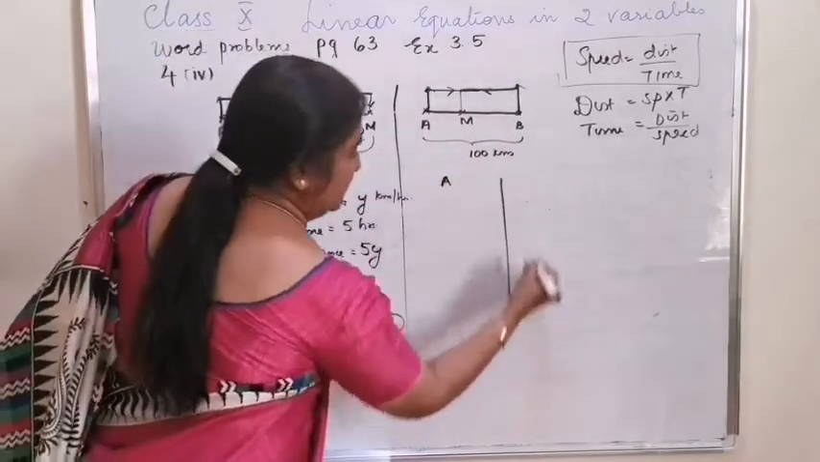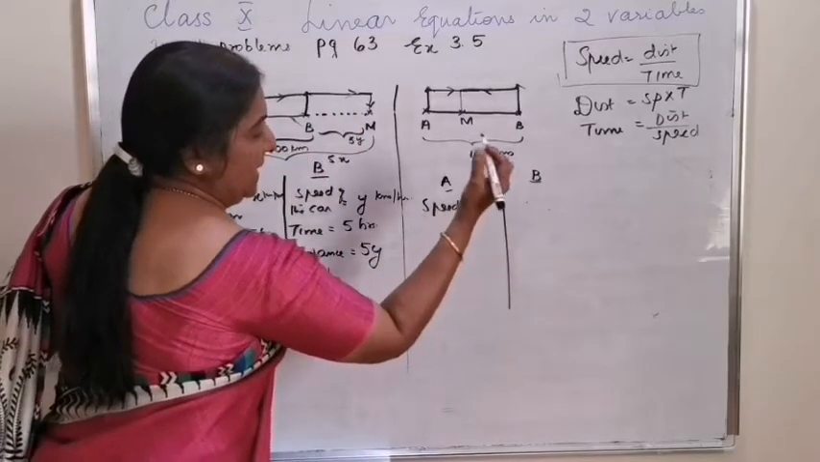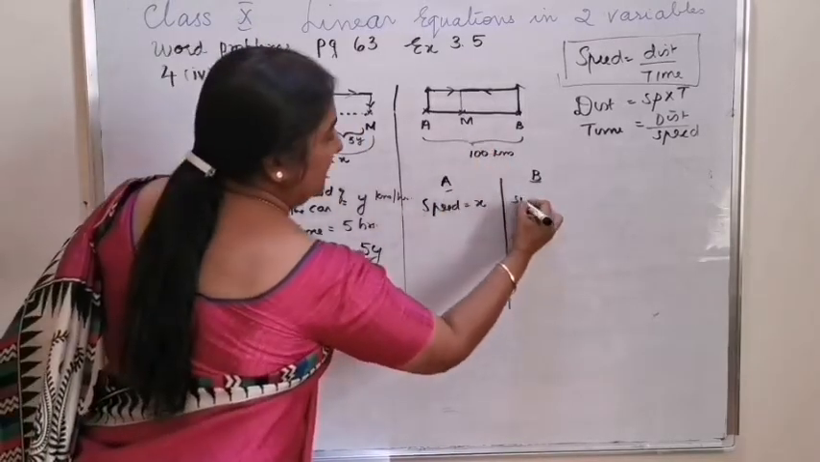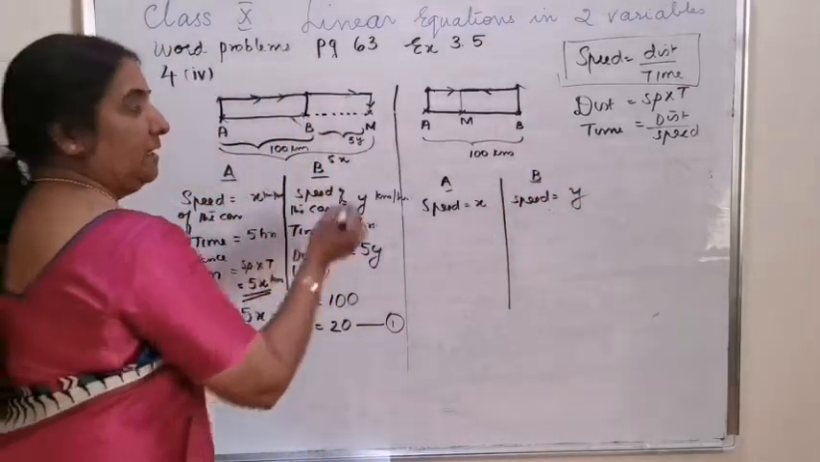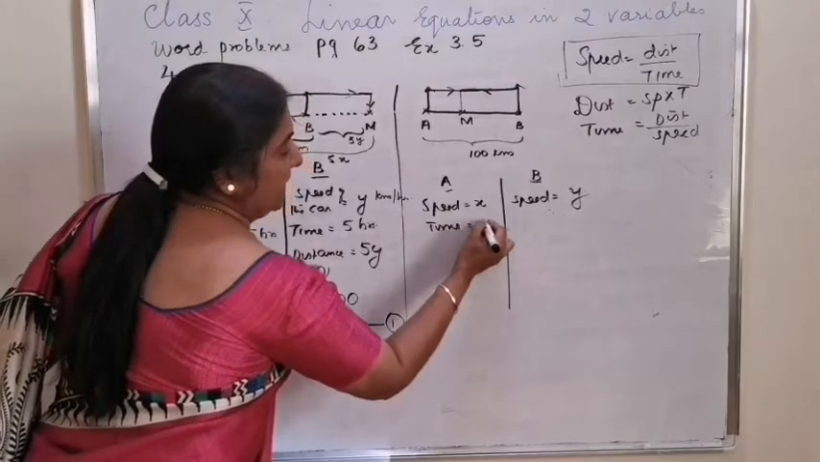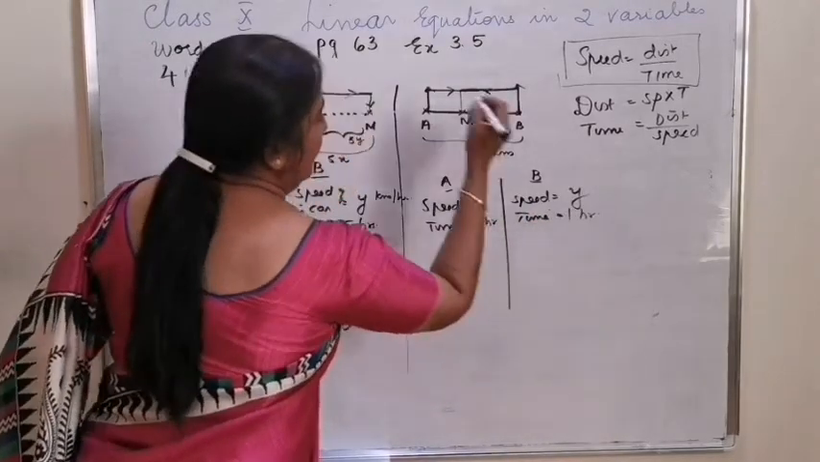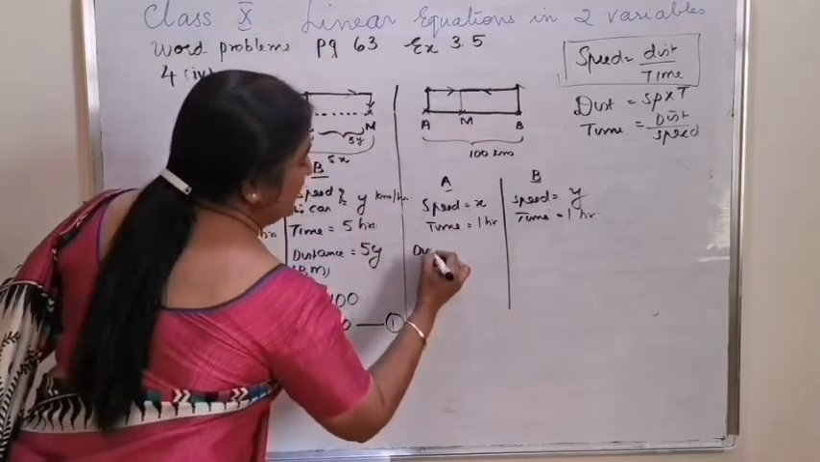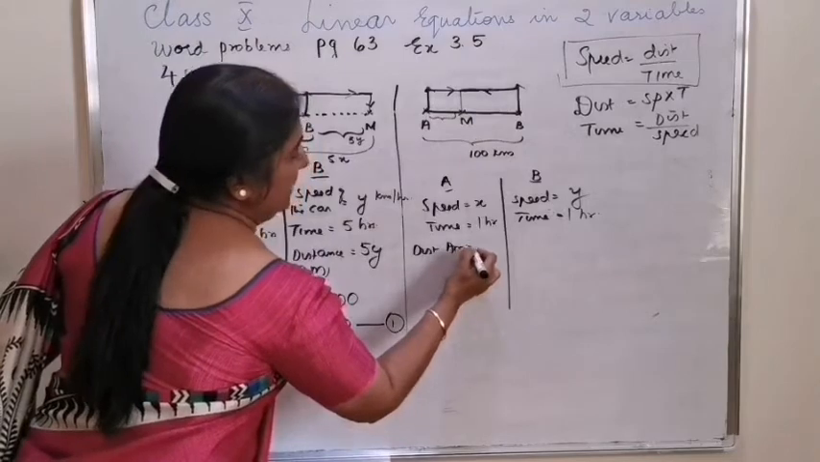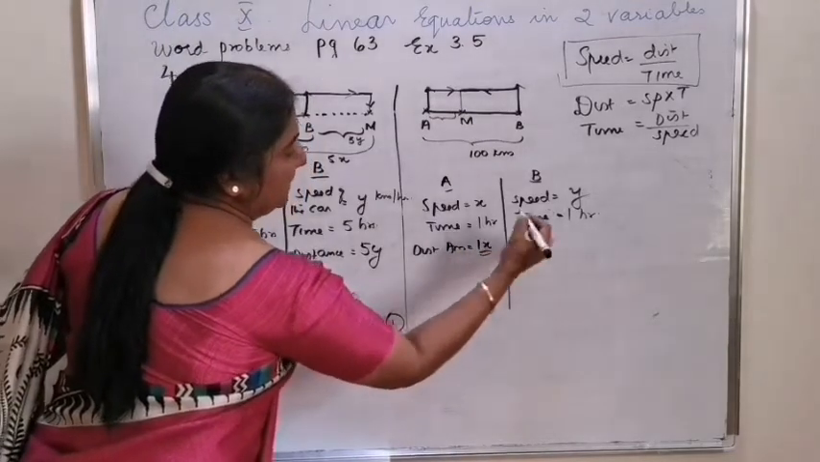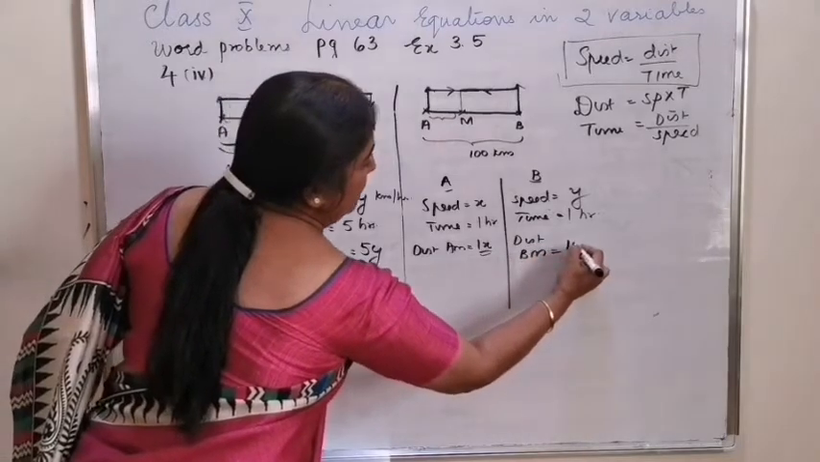Same way, divide into two parts. Speed of the car starting from A be x kilometer per hour. Let the speed of the car starting from B be y kilometer per hour. How much is the time? The time is only 1 hour. Here also the time is 1 hour. Immediately, what will be the distance AM? The distance AM will be 1x. And what will be distance BM? That will be 1y.